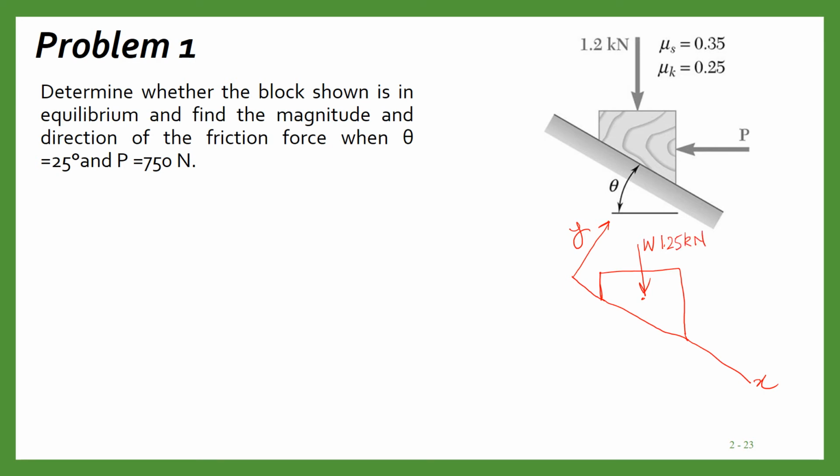Then this force P is acting, which is 750 Newton, and the normal force will act perpendicular to this, N, the normal force. And suppose this force P pushes the block in this direction, so the frictional force will act in the opposite direction, to resist the motion. So this will be the frictional force.